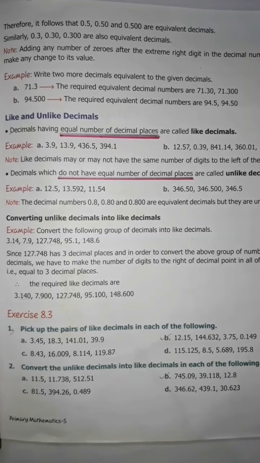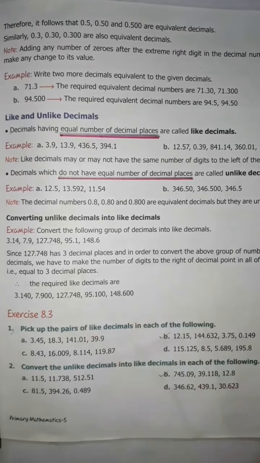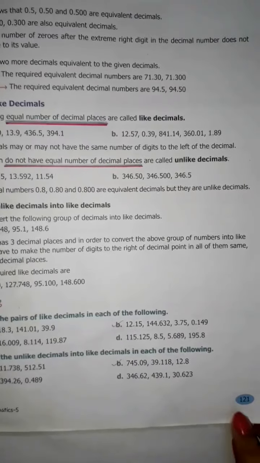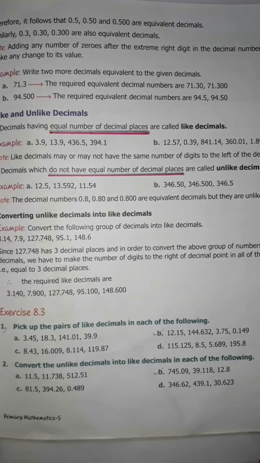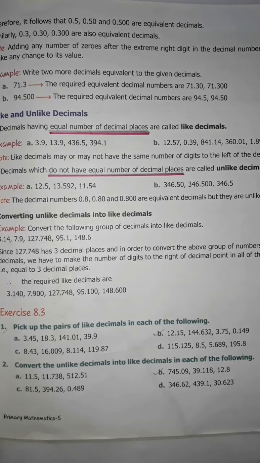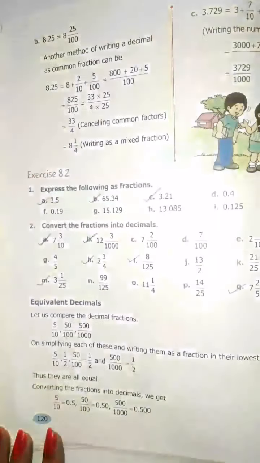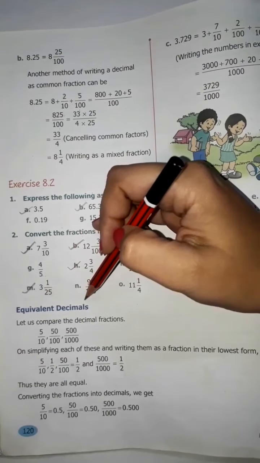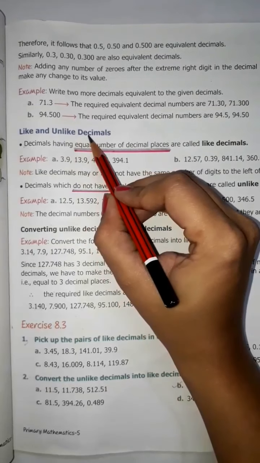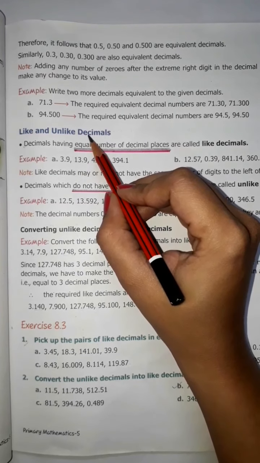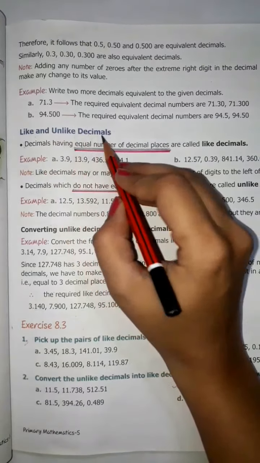So in today's session, I am going to explain you exercise 8.3. So children, open page number 121. Children, in this exercise, we are going to cover two topics: equivalent decimals and like and unlike decimals. So children, first I am going to explain you this like and unlike decimal.